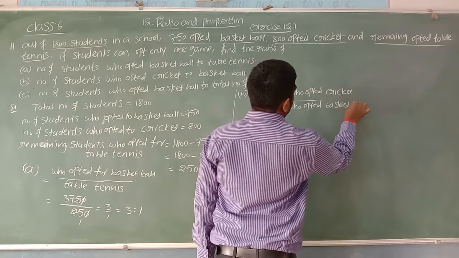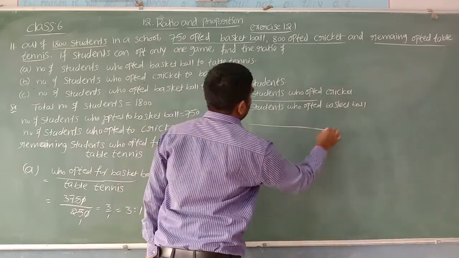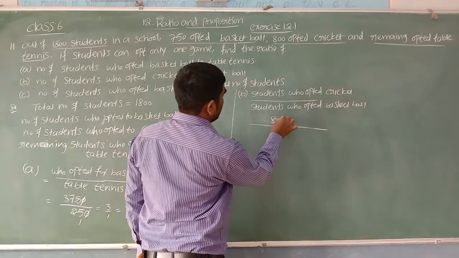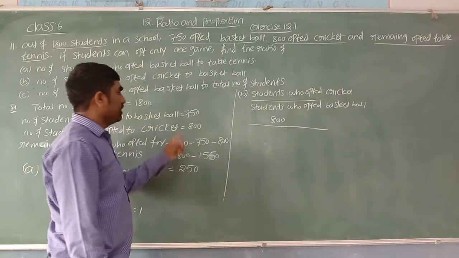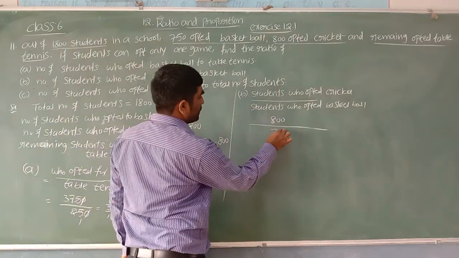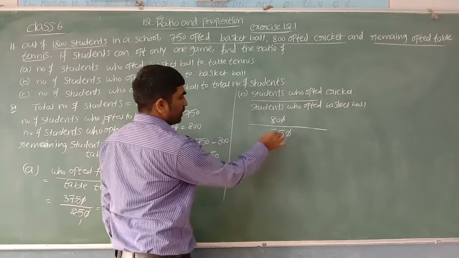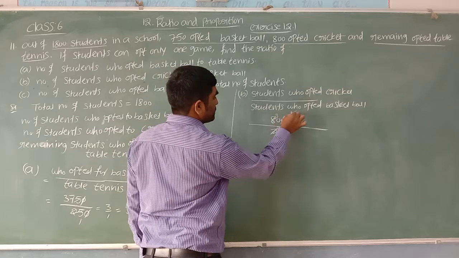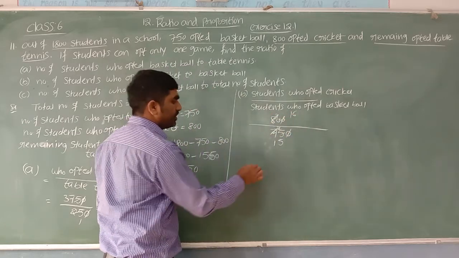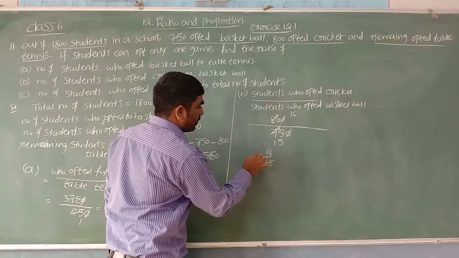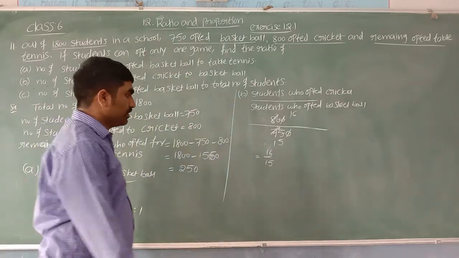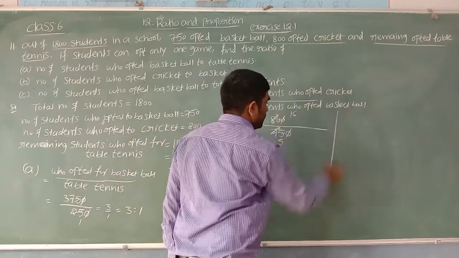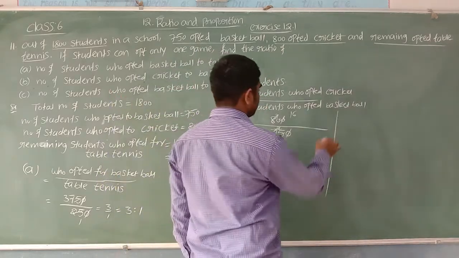So how can we find it? We know already how many opted for a particular game. So cricket, how many are there? For cricket there are 800 students. And how many opted for basketball? 750 students. You can find the ratio of these two. 00 cancel. 5 1s are 5, 2 left, 5 5s are 25. 5 1s are 5, 3 left, 5 6s are 30. I got 16 by 15. Any common factor? No, there is no common factor. So we can write the ratio as 16:15.